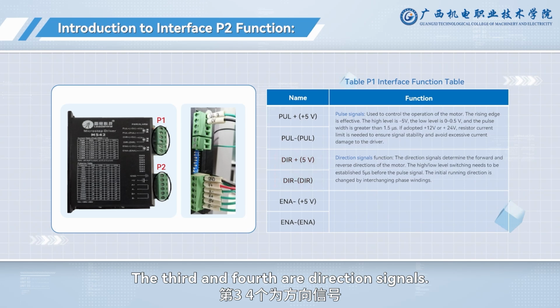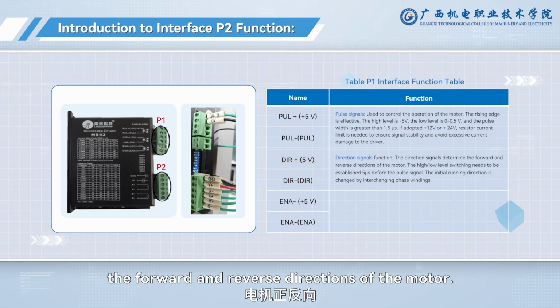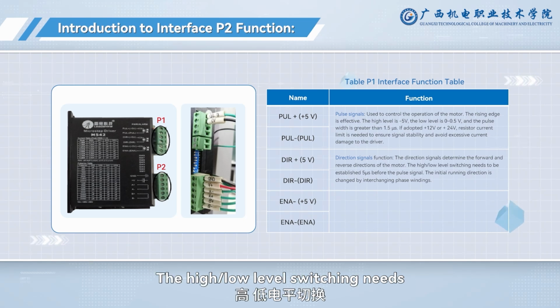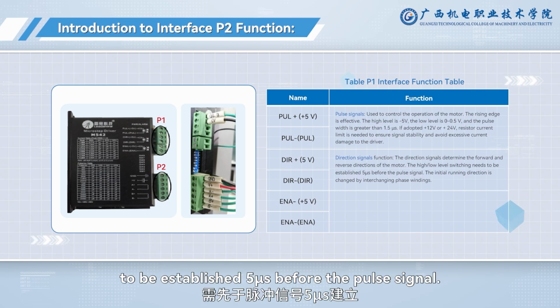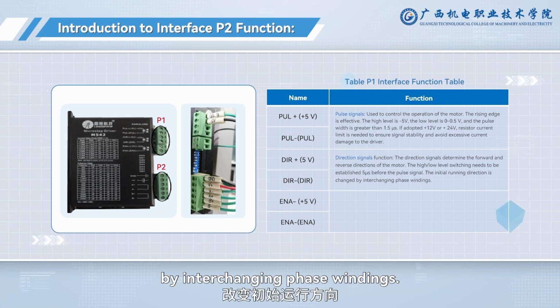The third and fourth are direction signals. The direction signals determine the forward and reverse directions of the motor. The high and low level switching needs to be established 5 microseconds before the pulse signal. The initial running direction is changed by interchanging phase windings.